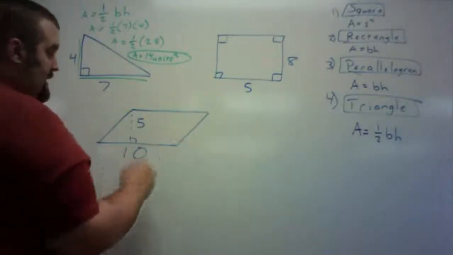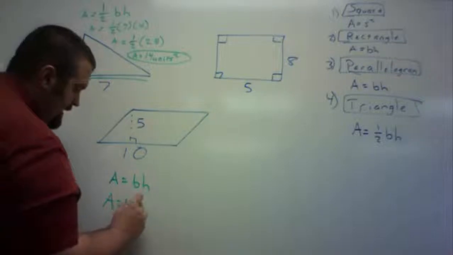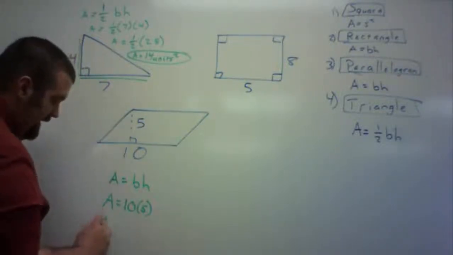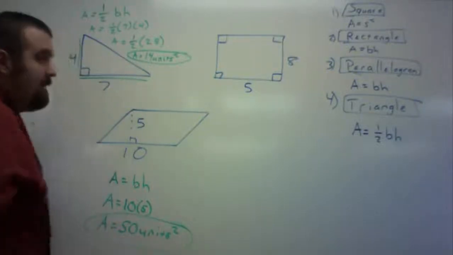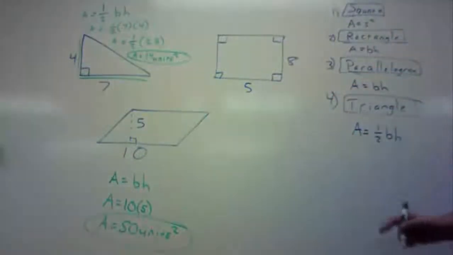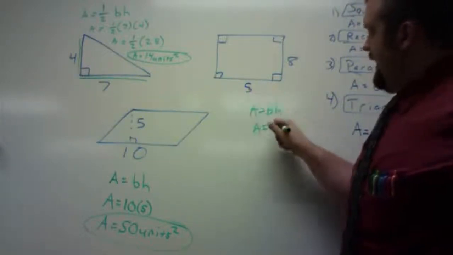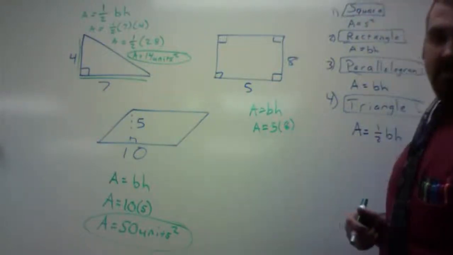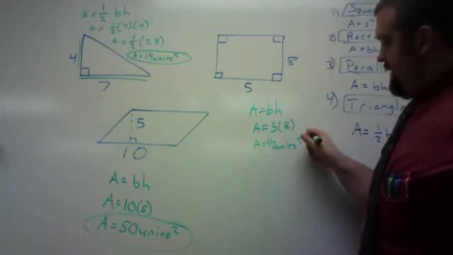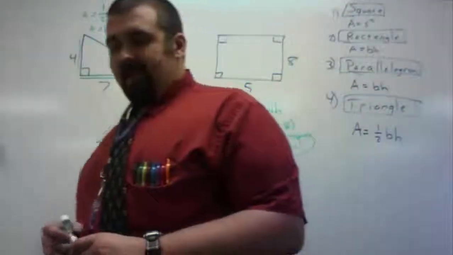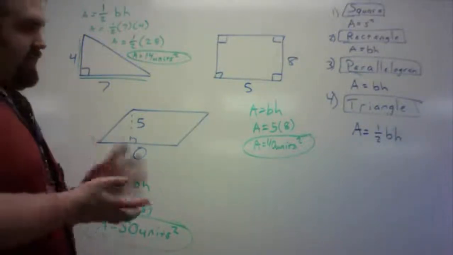Area for a parallelogram is base times height. So area equals base times height. Area is equal to, well, the base is 10. The height is 5. So I just do 10 times 5, or 50 units squared. The next one's a rectangle. Area of a rectangle is base times height. Area equals the base, 5, and the height, 8. Multiply 5 by 8, you get 40 units squared. And there we go. That's how you find the area of shapes. Basically, match up the formula, identify the base and the height, plug it in, and solve.